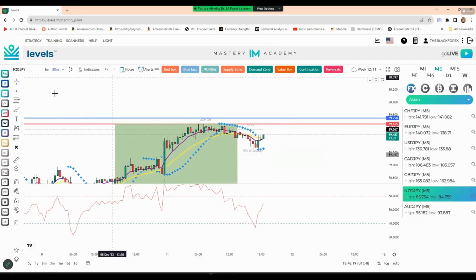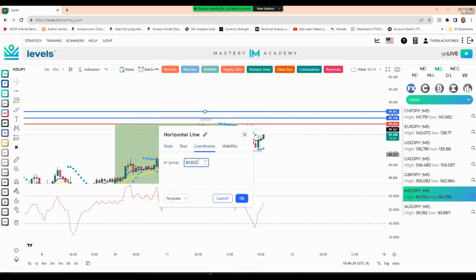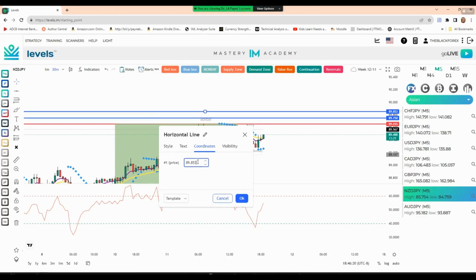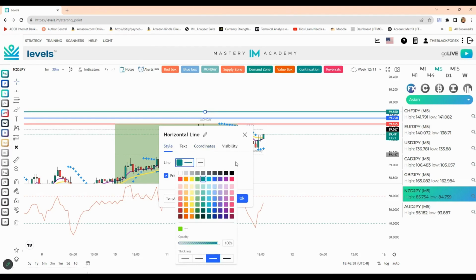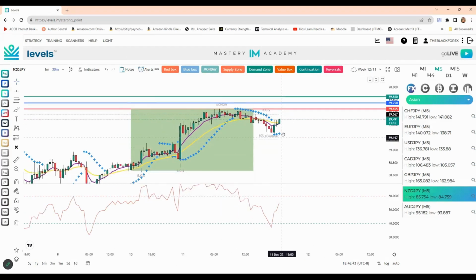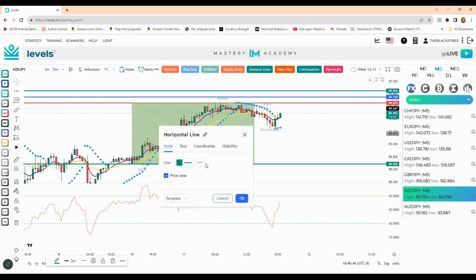Somebody else give me the TP. 85. Thank you. All right, so this is the trade. You can go ahead and put this one in. Okay, and so those are your TPs. Let me mark the low of the box, and let me mark the 50% line.